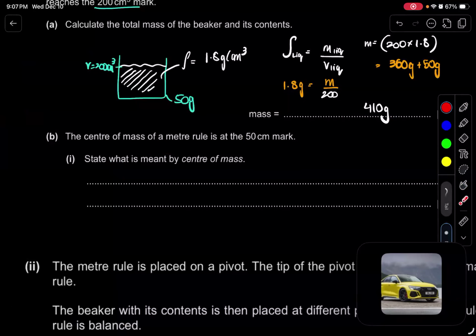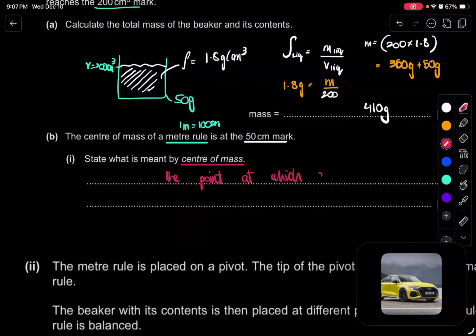The center of mass of a meter rule is at the 50 centimeter mark. Right? Because a meter rule is exactly equal to 1 meter or 100 centimeters. State what is meant by the center of mass. Now, the center of mass means the point at which all the weight can be assumed to be acting.